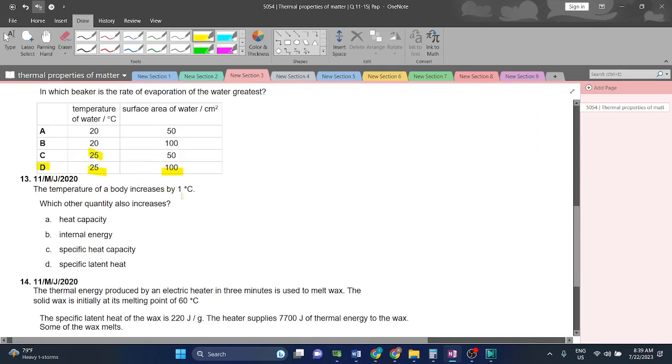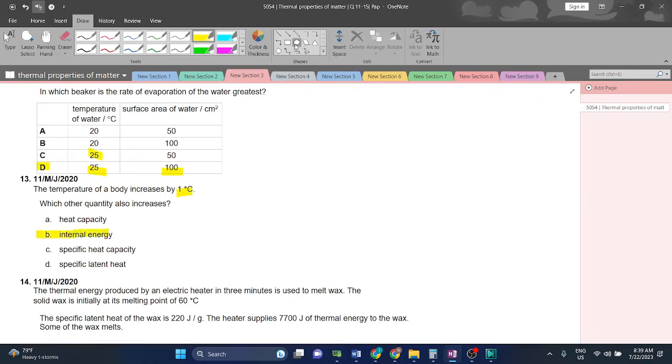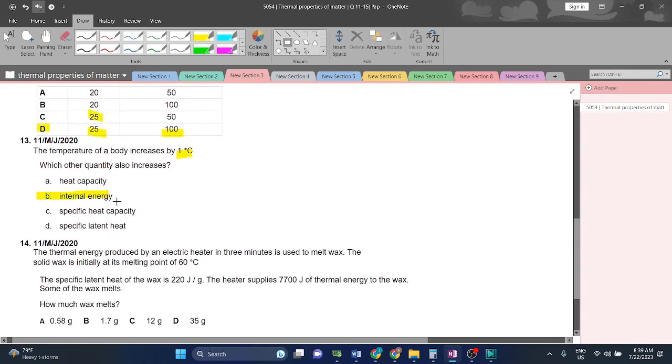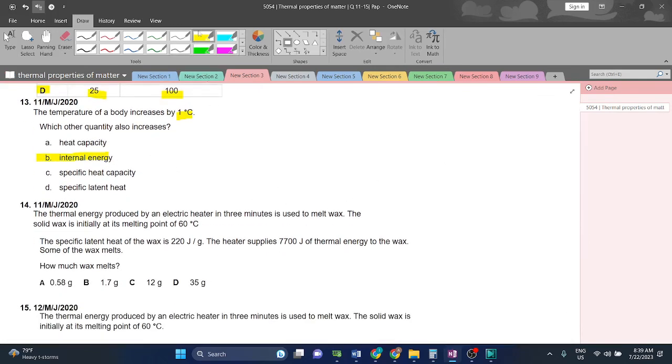So question 13. The temperature of a body increases by 1 degree Celsius. What other quantity also increases? It is the internal energy. जब एक चीज को heat energy provide होती है, the heat will increase, and the internal energy, which will be the potential energy or the kinetic energy. It can be both, or that is basically the internal energy.